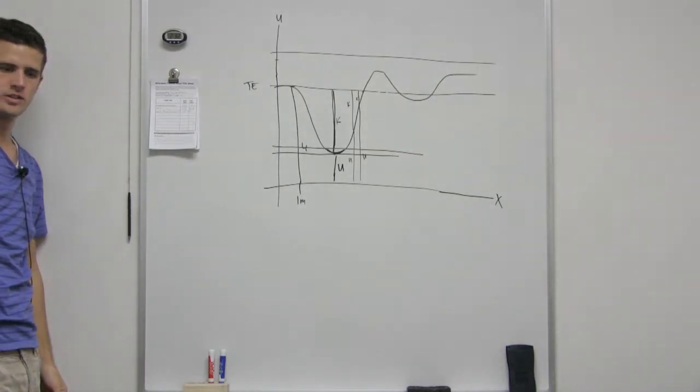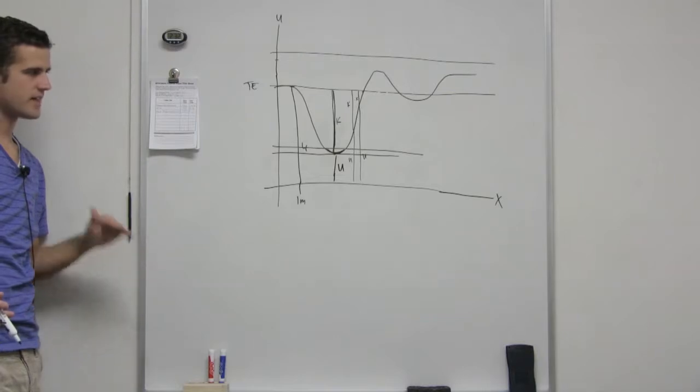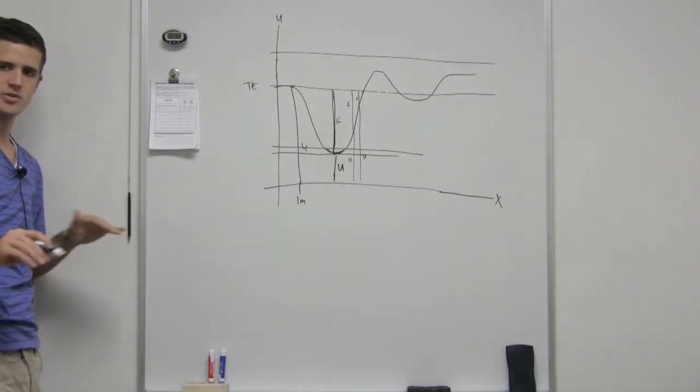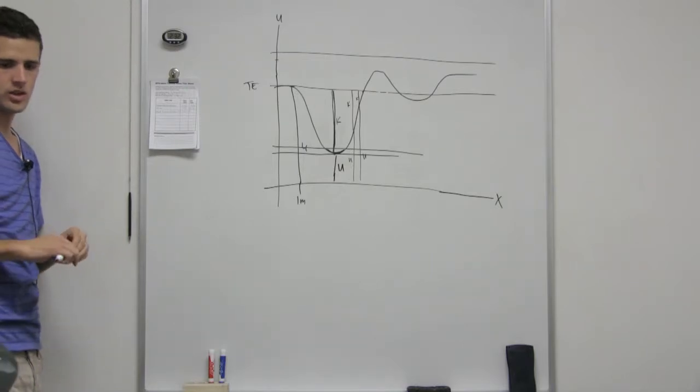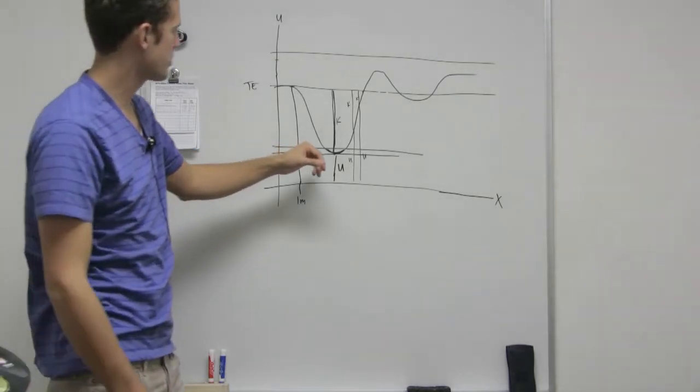It won't move. So that's an equilibrium position. If you have that much energy in the system, it can't move. So it'll stay right there. So this one is called a stable equilibrium position.